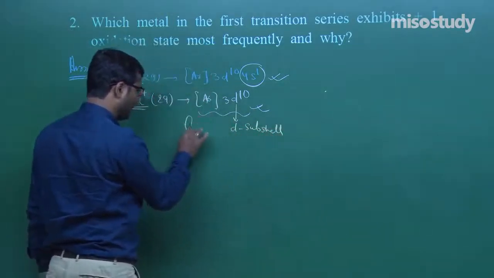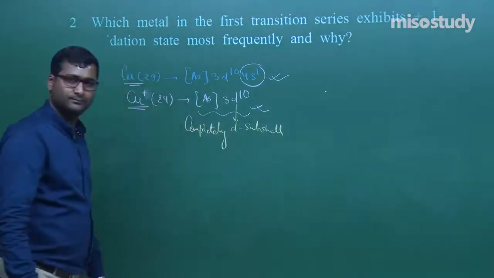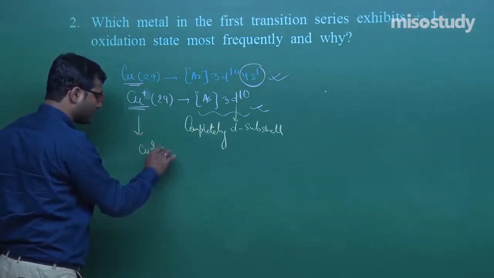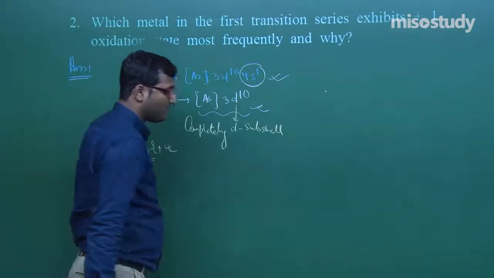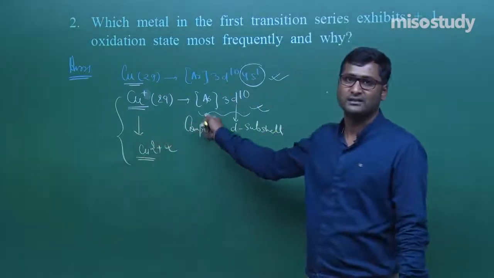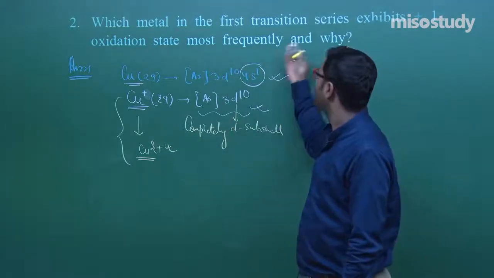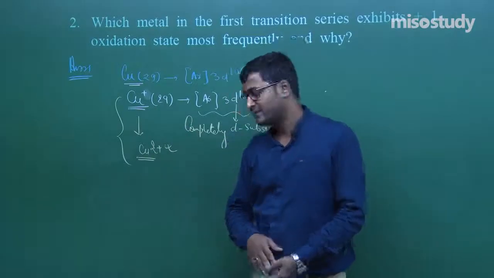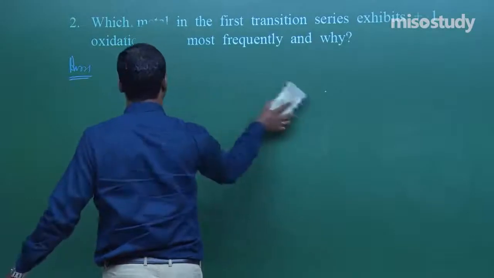Clear to you? Completely filled d subshell. Am I right? Yes. It can show the +2 oxidation state also in aqueous solution. Here it will be decided by the electrode potential value and the hydration value. I have discussed this thing, but here they are only asking which transition series metal can show +1, and that is copper. Simple explanation. Clear? Now I am going to rub this part and we will discuss the next question, my friend.